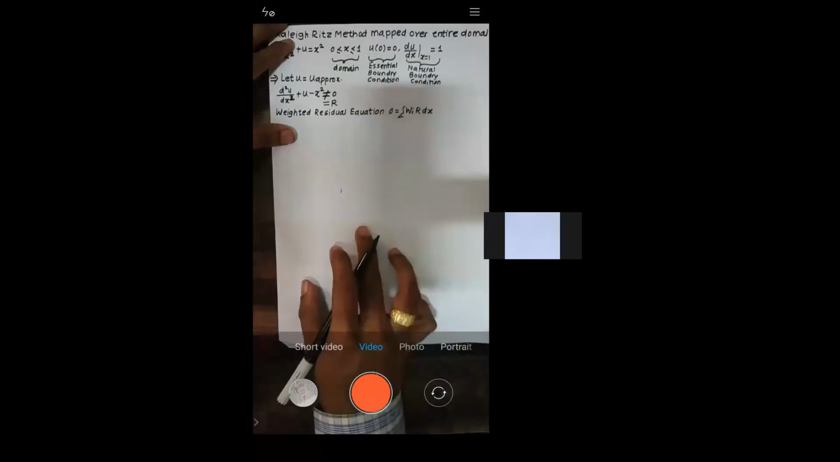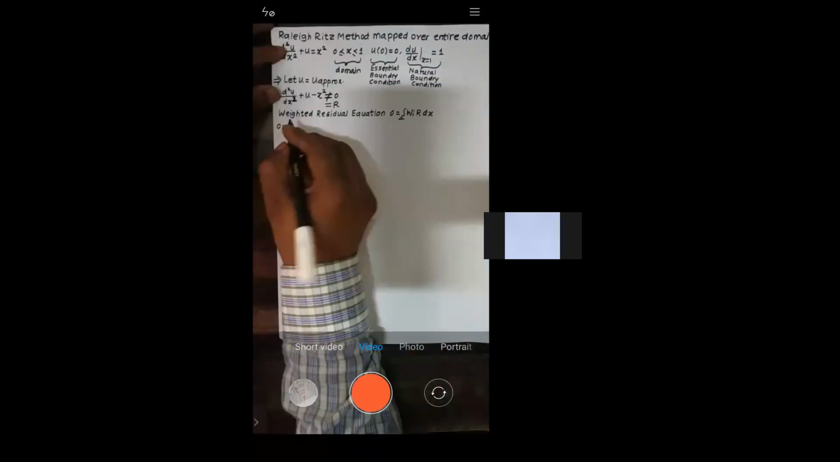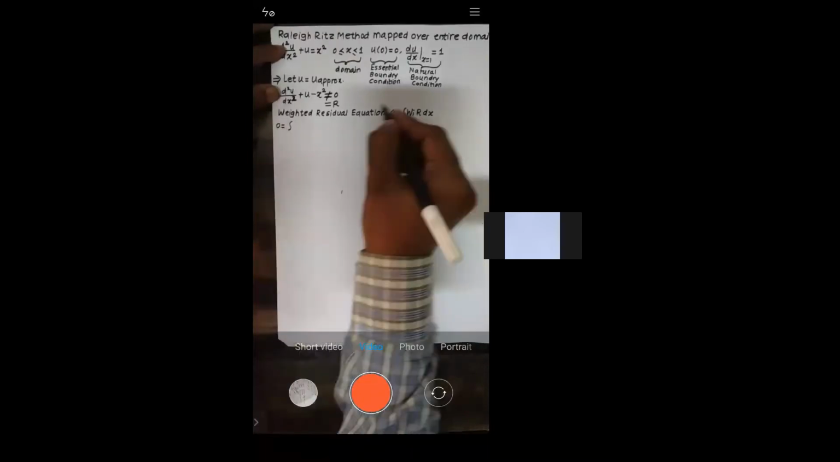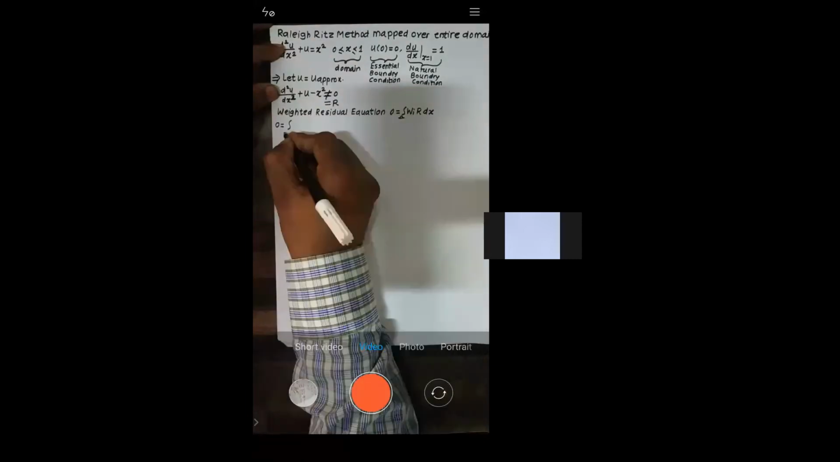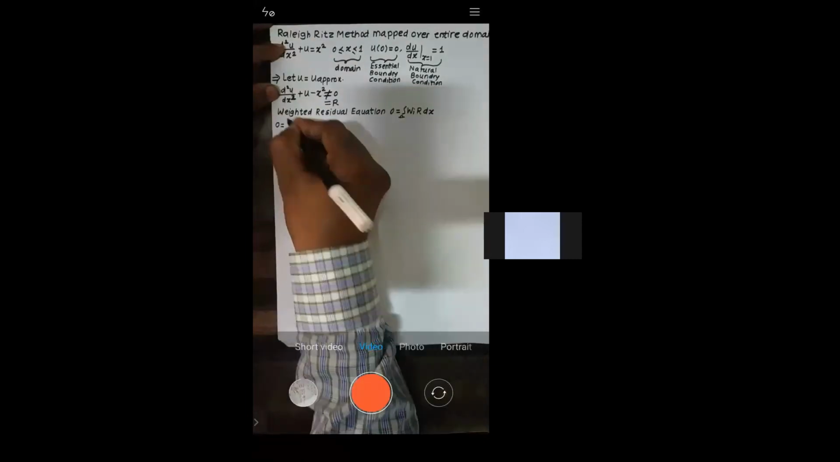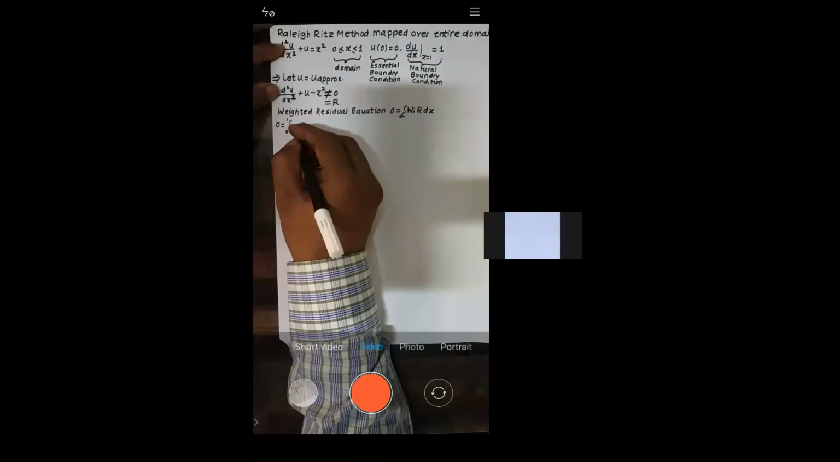So I will put this value, 0 is equal to integration. You should know the limits. The limit for the integration is 0 to 1, that is your domain. 0 to 1 of weight function, which we don't know yet, into R. So this is the value of R.